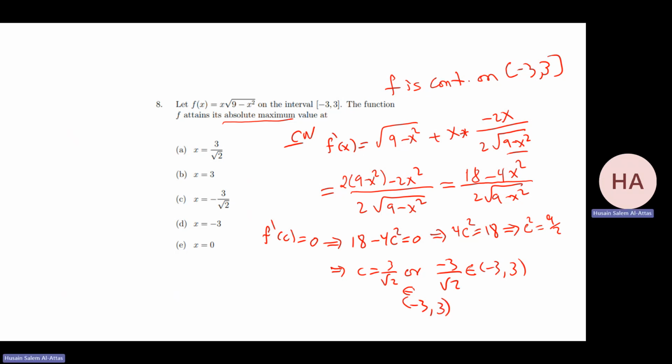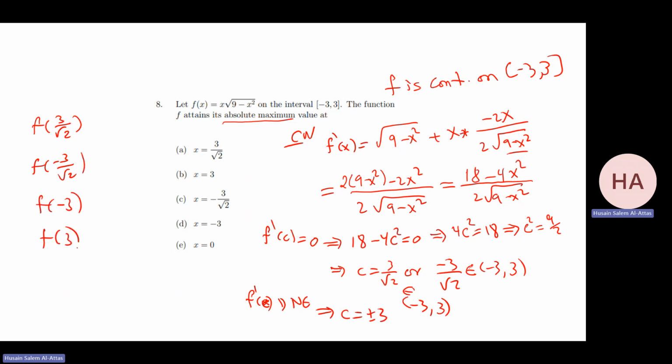Okay, so now we need to check also where f prime does not exist, that implies c equals plus or minus 3. So now we need to check f of 3 over square root of 2, f of minus 3 over square root of 2, f of minus 3, and f of 3. F of minus 3 and 3, this is very clear, 0, 0.